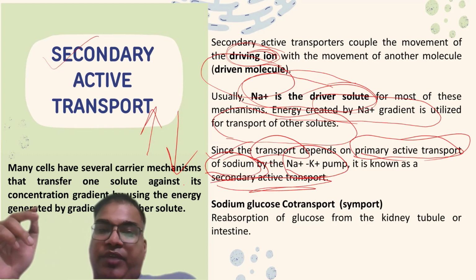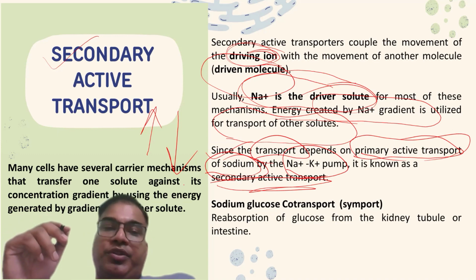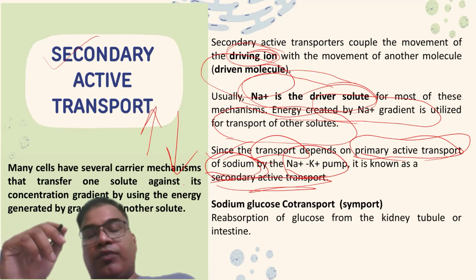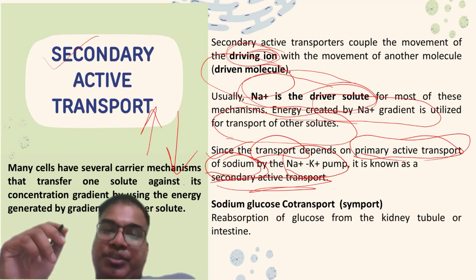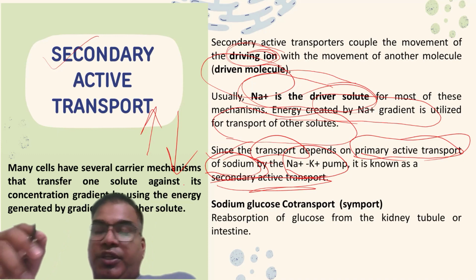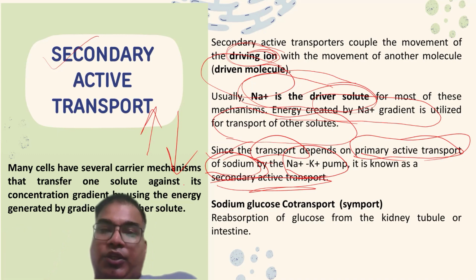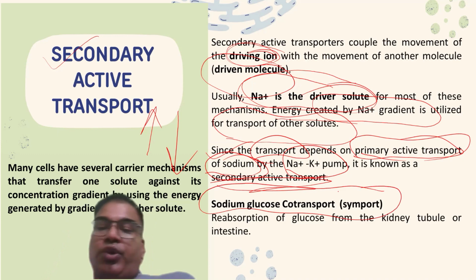In primary active transport, the direction of the respective ions could be in the same direction. It is called symport. It could be in the opposite direction; that would be called antiport. Similarly, in secondary active transport, the movement of these ions could be in the same direction or in the opposite direction. The common example of secondary active transport is the sodium glucose co-transport.